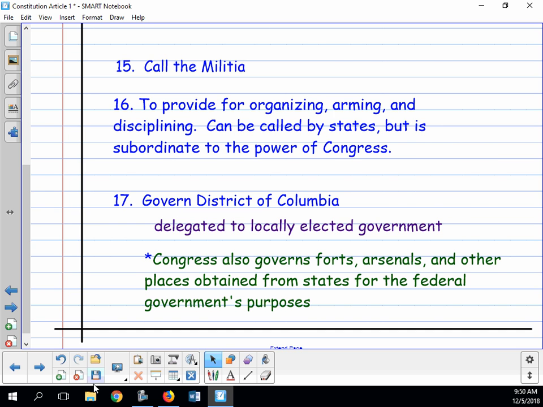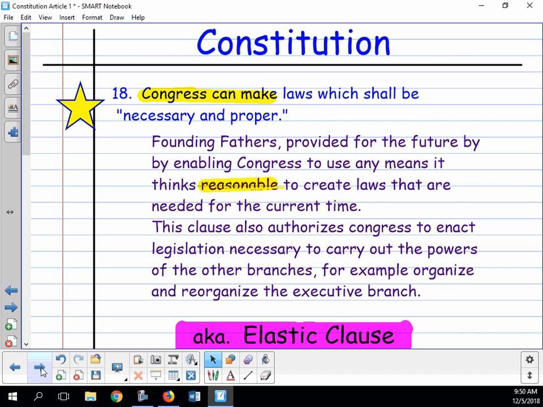All right, the next one, 18. 18 is your final clause for the powers of Congress. It's all about making sure that Congress can move beyond that day and time. This is about making sure that there's flexibility in making laws. Congress can make laws which shall be necessary and proper. Necessary meaning needing. Proper means appropriate. It is something that is not fly by night, but rather it is appropriate, should be taken care of.